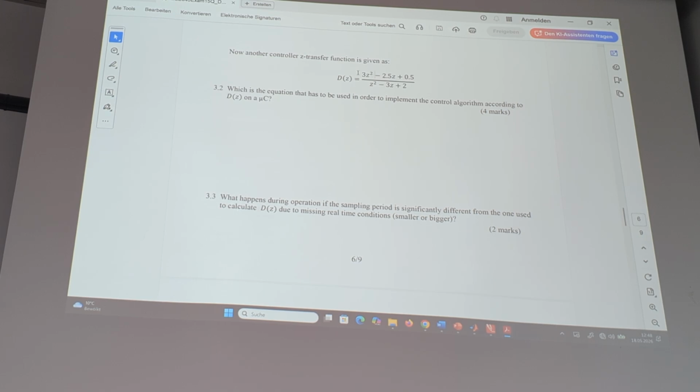Then we have Y over E, so we need 3 times the actual error, minus 2.5 times the old error, plus 0.5 times the error before the old error. The minus goes with plus to the other side: plus 3 times the old actuating signal, and then the second old one times minus 2. That's the equation.